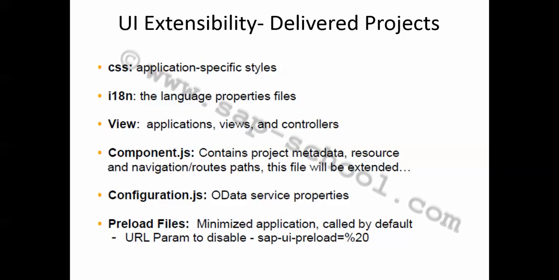So these files in the view folder are the ones which will be extended in most cases. The component.js is the main entry point for the application. This is the file that an extension project will extend. Within this file, we will find the project metadata, pathing locations for the resource files such as the I18N files and images, as well as the navigation paths which are known as routes.